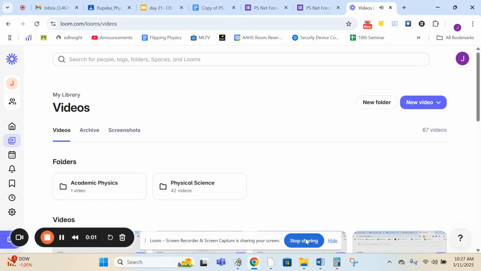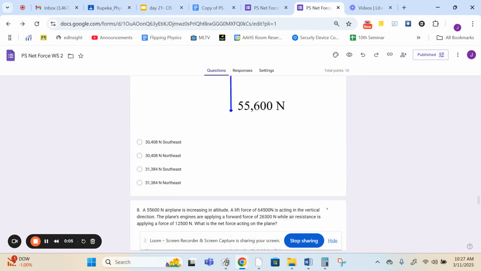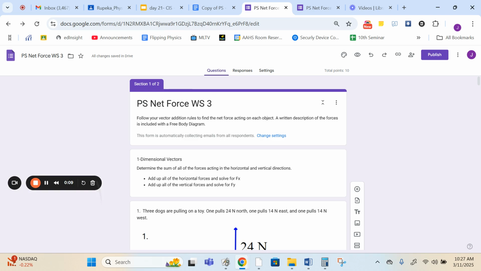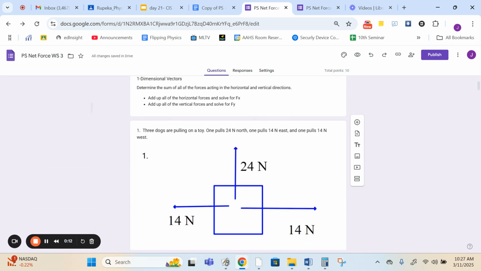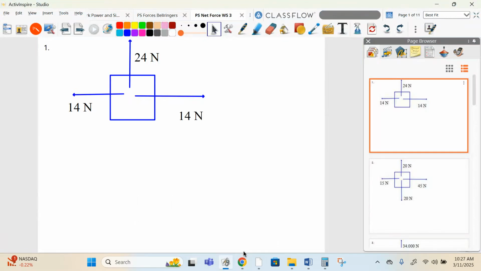Okay, I just want to go over two examples here with your assignment for today. We are going to look at question 1, and we will look at question number 5. So we are looking at the ones in the assignment. It says three are pulling on a toy. One pulls north, while one pulls east, and another one pulls west. And here is our free body diagram with our forces drawn.